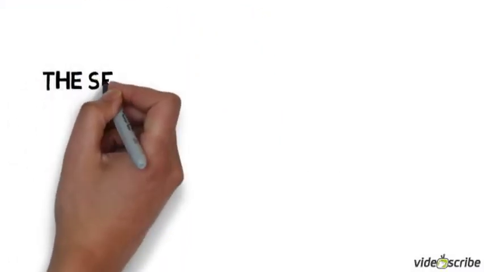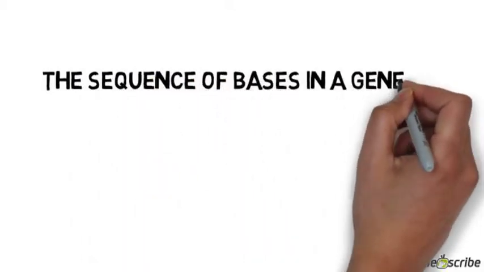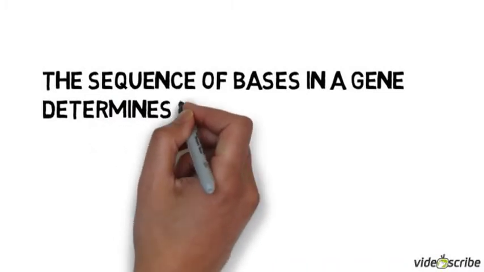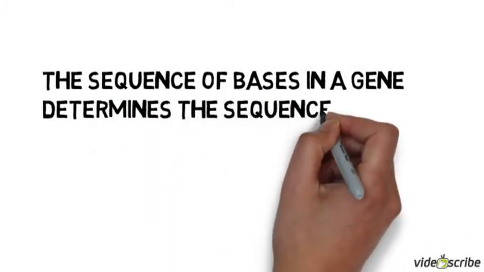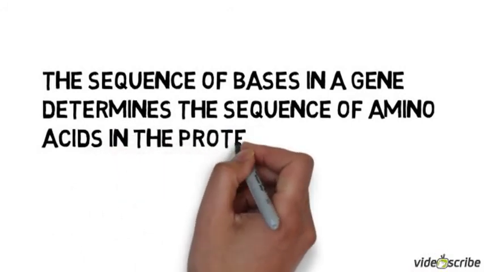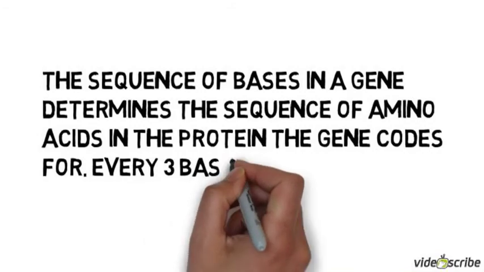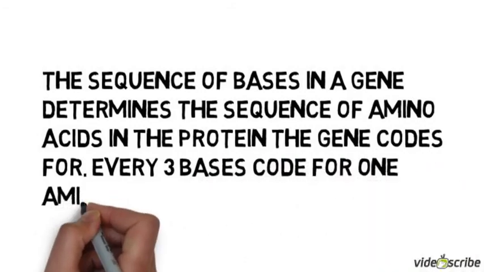As we saw in the last module, the sequence of base pairs in DNA determine the sequence of amino acids in a protein. And every 3 bases make 1 amino acid, or code for 1 amino acid. If you change the sequence of DNA, you change the amino acids, and that's what mutations are.